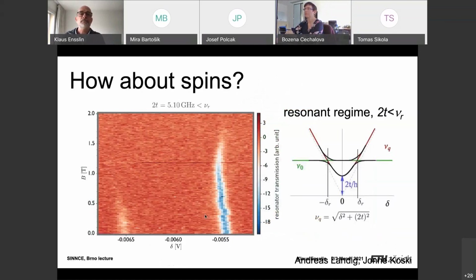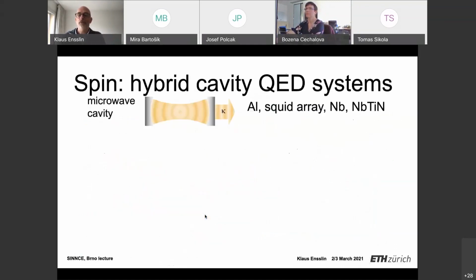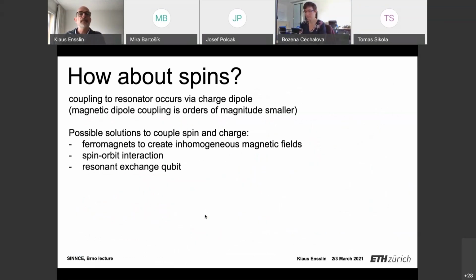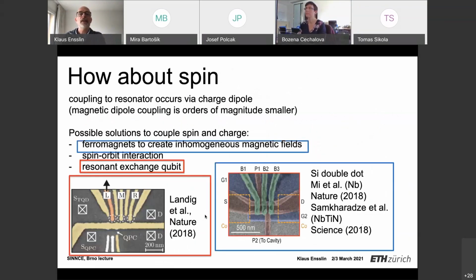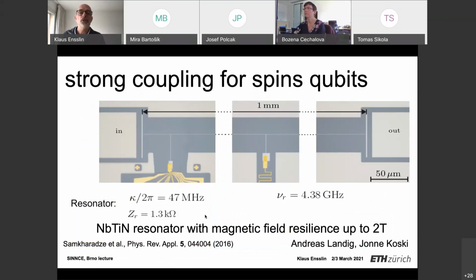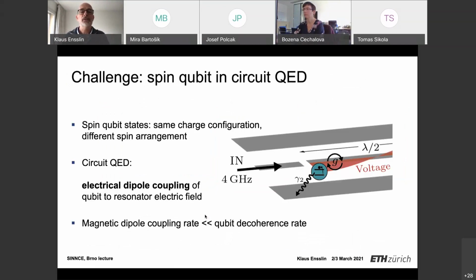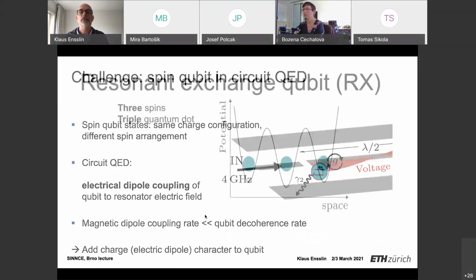And okay, let me go through that. I show you a very special spin qubit. And this spin qubit is an Rx qubit. So I'll walk you through that. Sorry for all this nuisance here. That's not what we built.